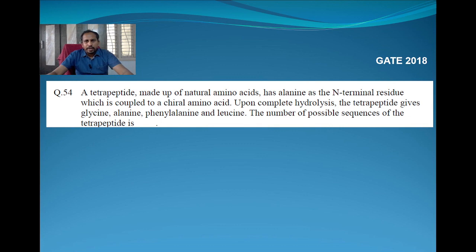Coming to the next question: a tetrapeptide made up of natural amino acids has an alanine N-terminal residue which is coupled to a chiral amino acid. Upon complete hydrolysis, the tetrapeptide gives glycine, alanine, phenylalanine and leucine. We need the number of possible sequences. Alanine should be at the N terminal.